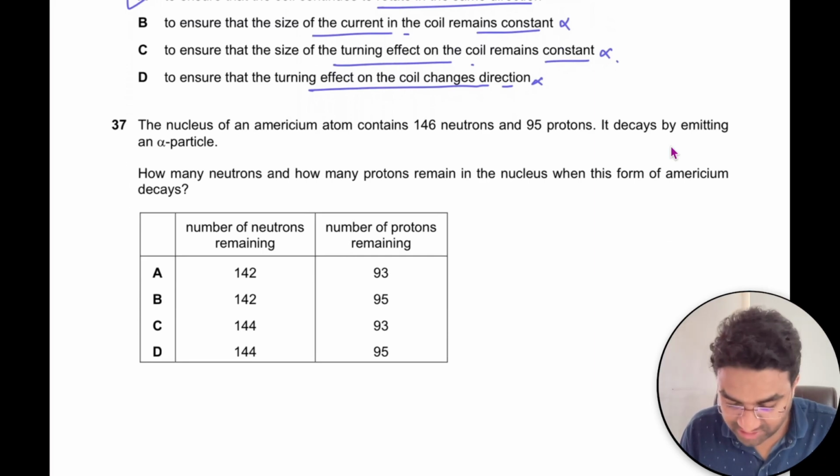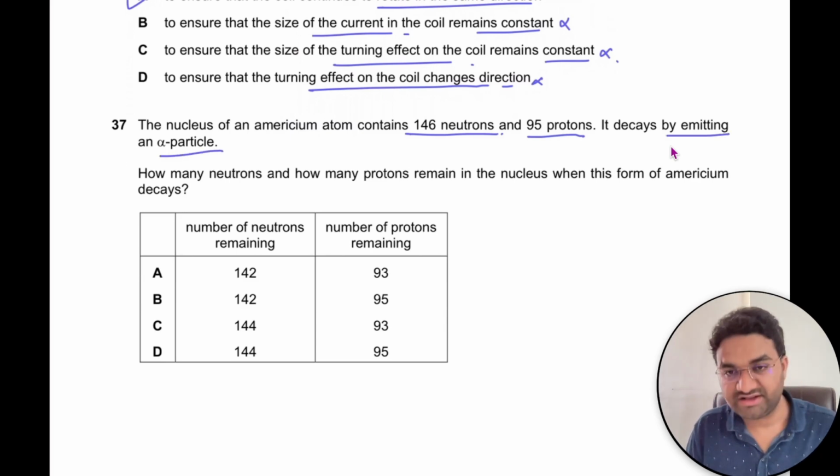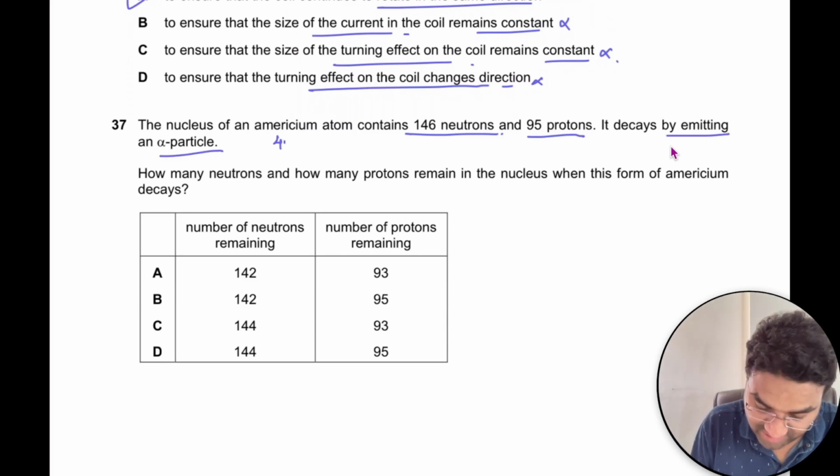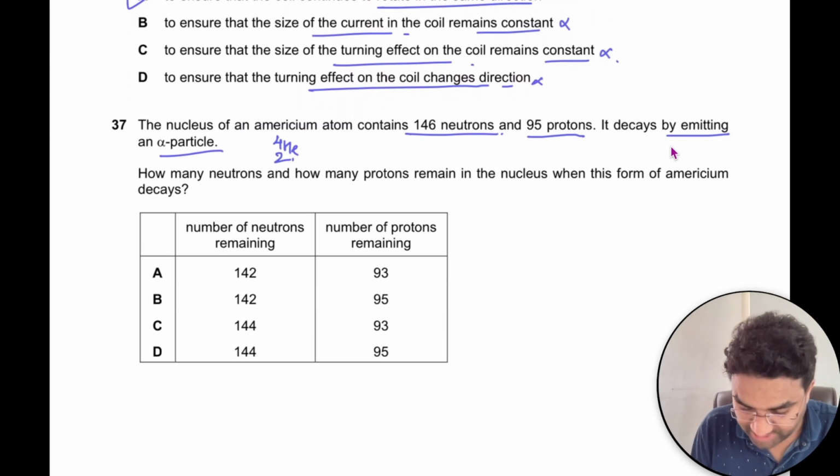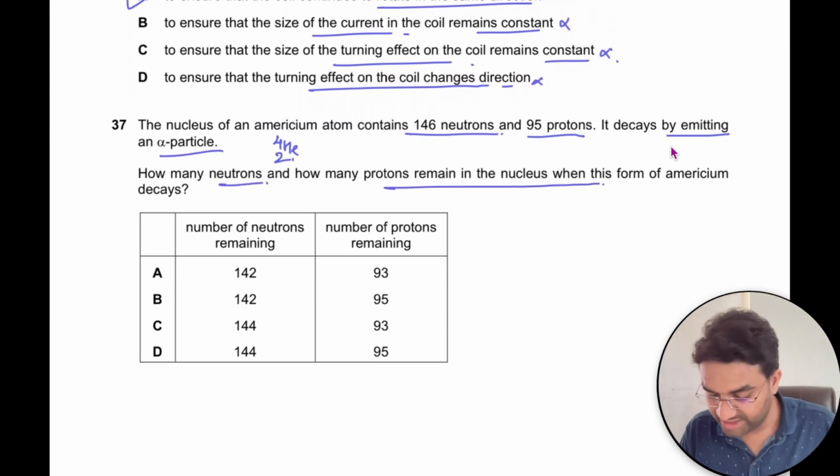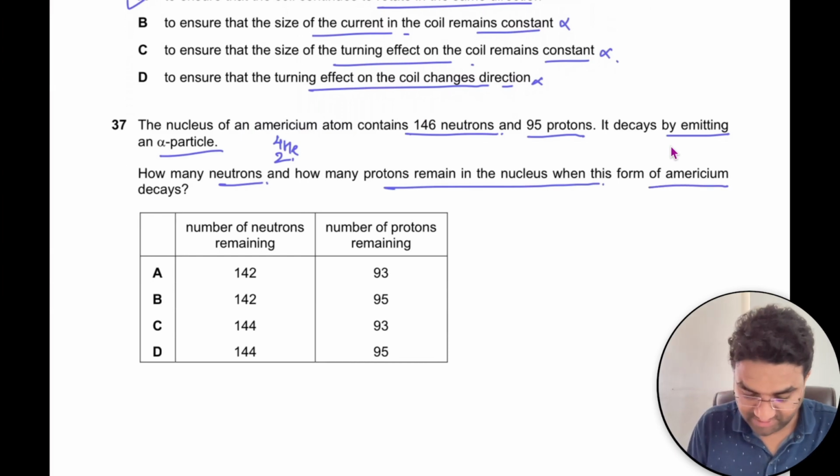Then the nucleus of an americium atom contains 146 neutrons and 95 protons. It decays by emitting an alpha particle. An alpha particle is basically 4He2. Fine. How many neutrons and how many protons remain in the nucleus when the americium decays?